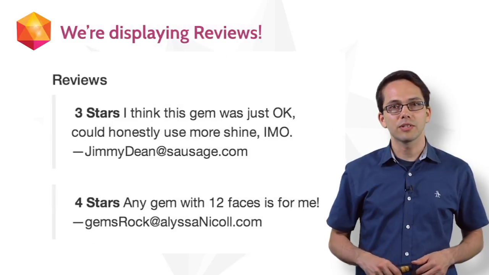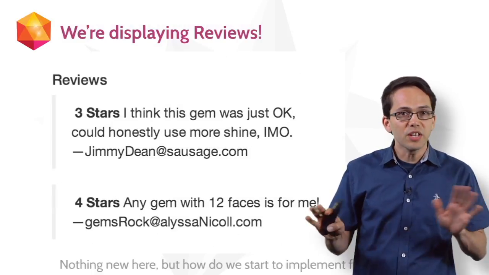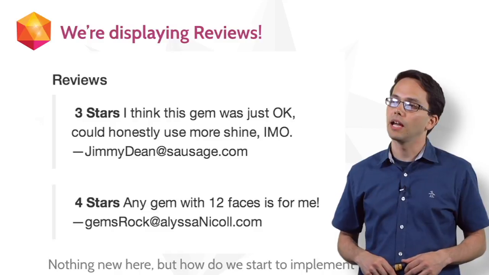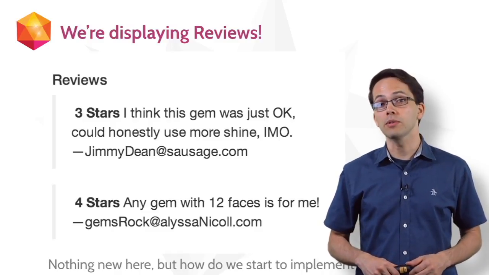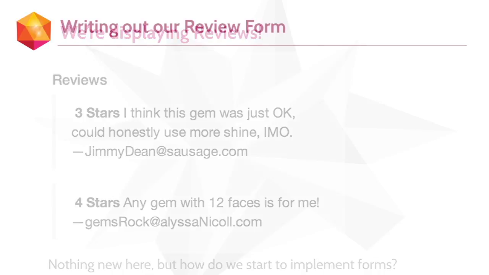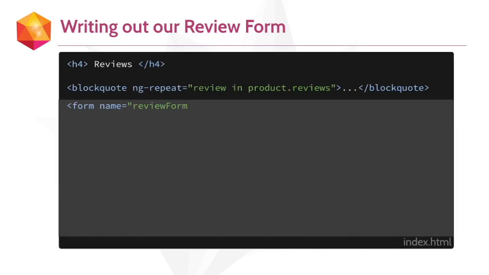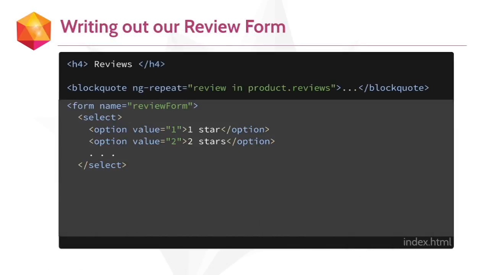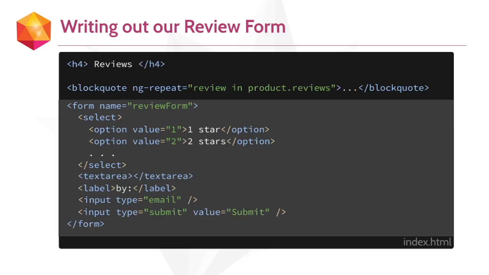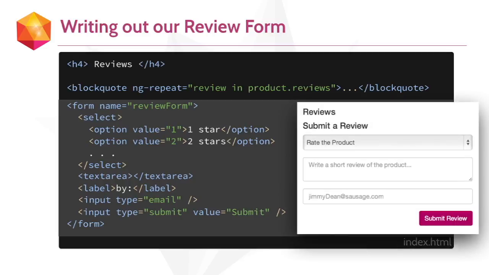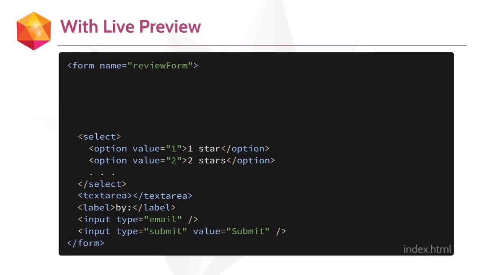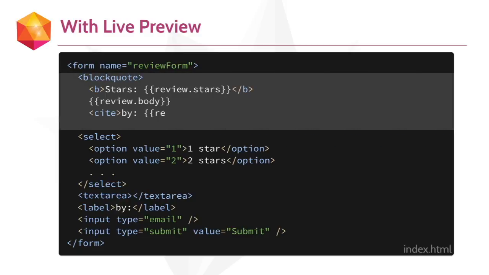If we call this up in our browser, here's what our reviews would look like. Nothing new here that you haven't seen before, but how do we start to implement a form to post a new review? Without any new Angular elements, here's the HTML for our form. We simply have a select field, a text area, and a few input elements so that our form on our page is going to look something like this. Next, let's add our live preview code. So here, just like when we printed out each review, we're going to have a blockquote, print out the stars, the body, and the author.